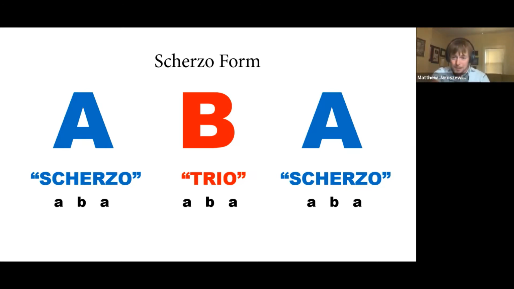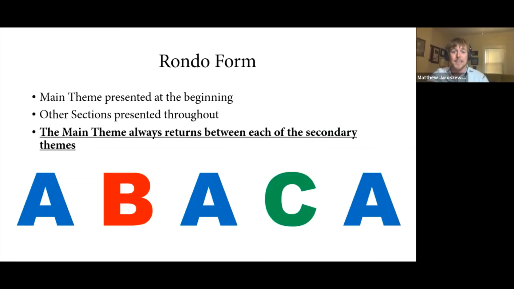Now, for something new, the next form we're going to discuss is rondo form. Rondo form sort of builds off of what we saw in ternary form. If you look at the letters at the bottom of your screen, you see the first 3 are A, B, A, just like ternary form. But rondo form is going to expand upon this.